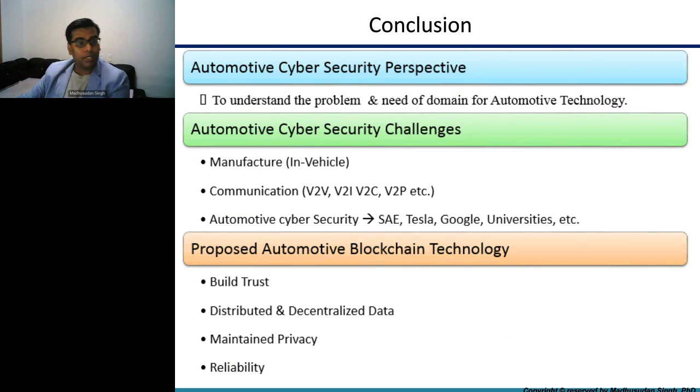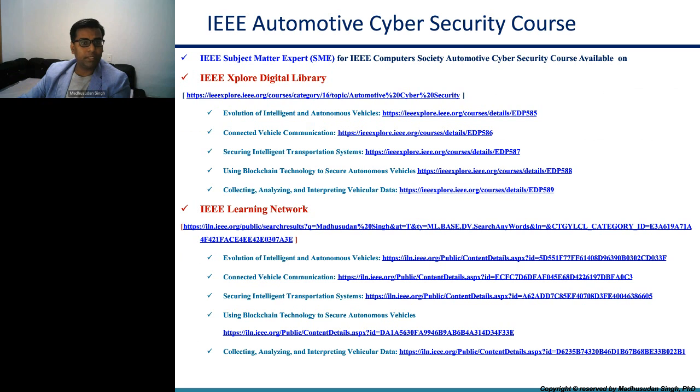So in today's talk, we talked about the automotive cybersecurity perspective to understand the problem and the need in the domain of automotive technology. Cybersecurity challenges are in manufacturing, in-vehicle communication, and automation. These are some organizations working in this field. And last, we proposed automotive blockchain technology, which builds trust, distributed, decentralized data, and maintains privacy and reliability. And the last slide is for the subject matter expert.